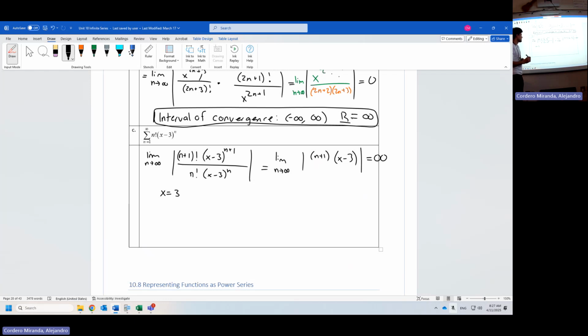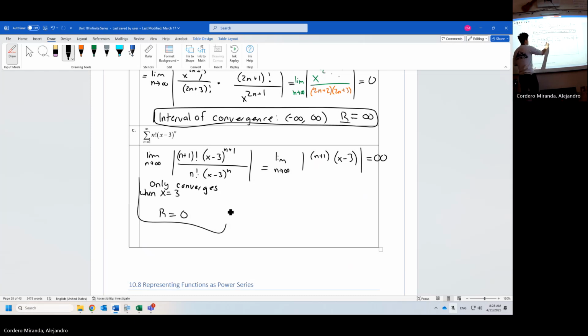But that's a weird way to say it. So x equals 3 is the only value that you can plug in. I'm going to say it only converges when x equals 3. And that means that the radius is 0. Okay, and that's all the problems for this part of the section.